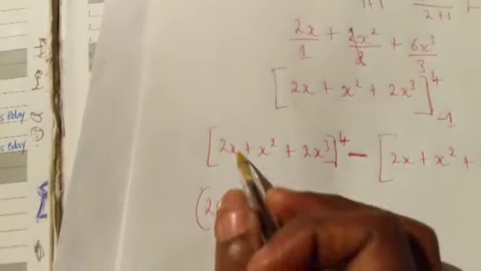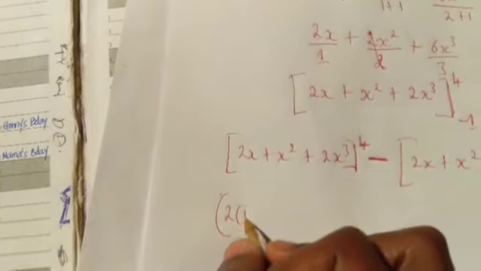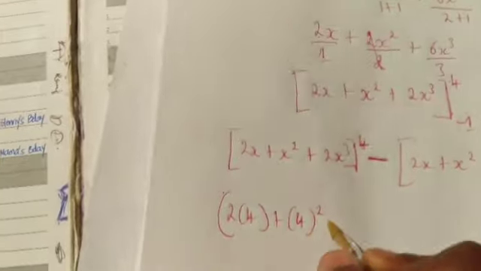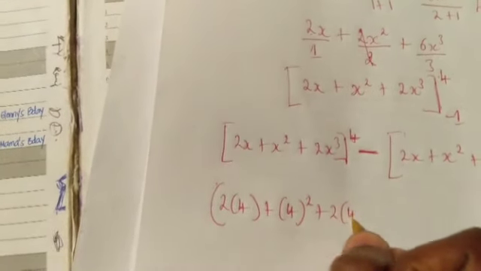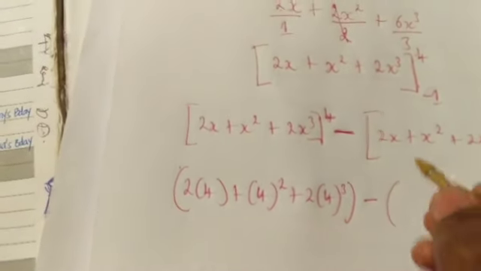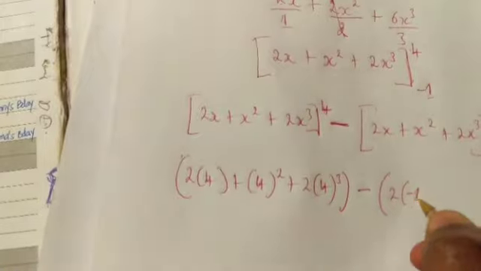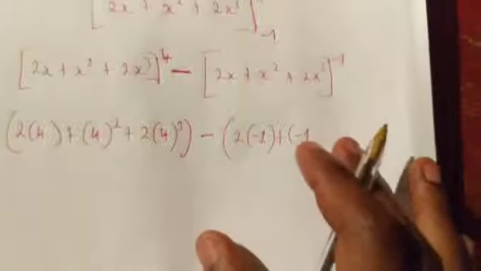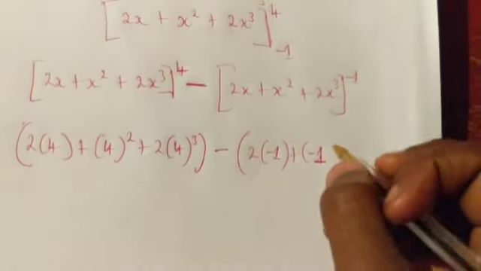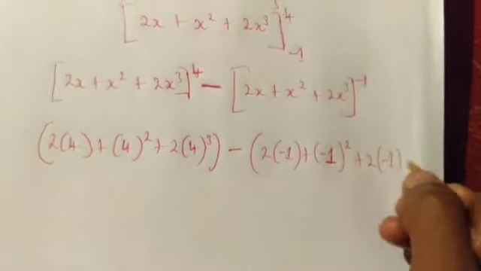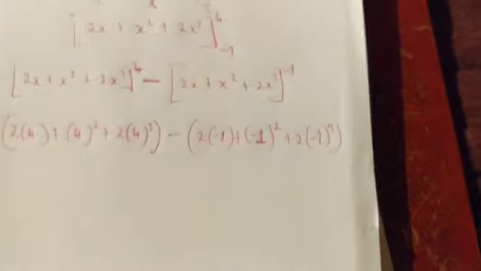Where there's x, you put 4. So it will be 2(4) plus 4 to the power 2 plus 2 times 4 to the power 3, then minus, we have 2(-1), then plus (-1) to the power 2 plus 2 times (-1) to the power 3. Then we close. That is what should happen.